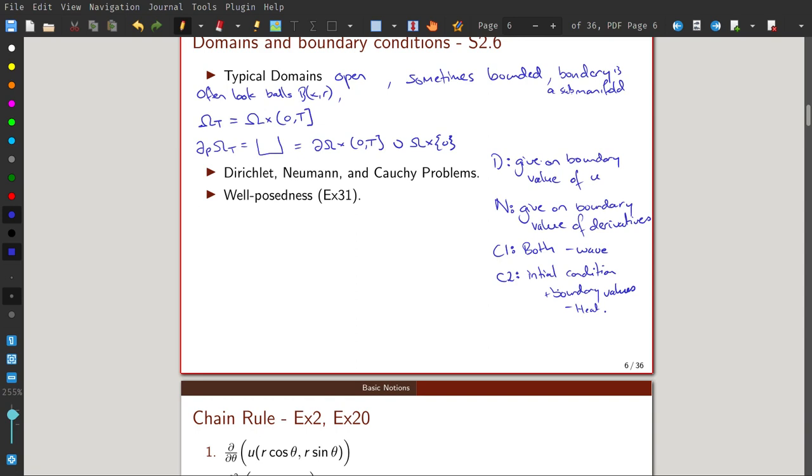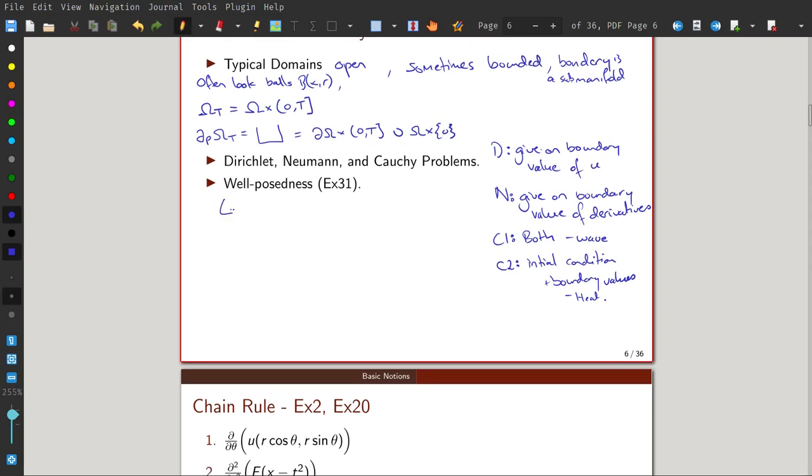Yeah, so typically you don't just want to solve the PDE, as I said, you also want to solve the PDE given some boundary values. And well-posedness is the question of, given the boundary values, does there exist the possibility of a solution? So what do I mean by this?